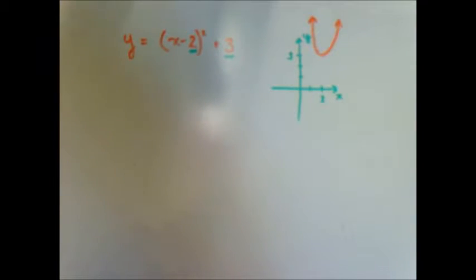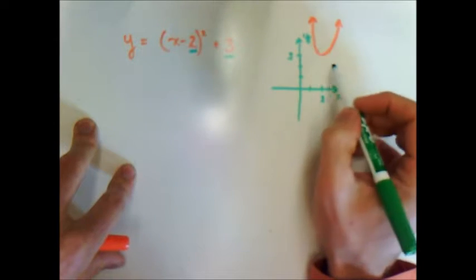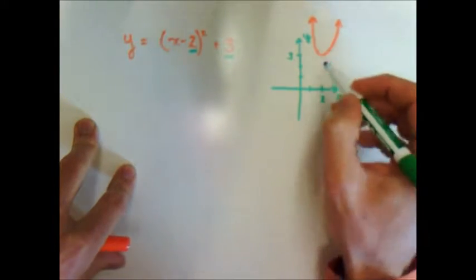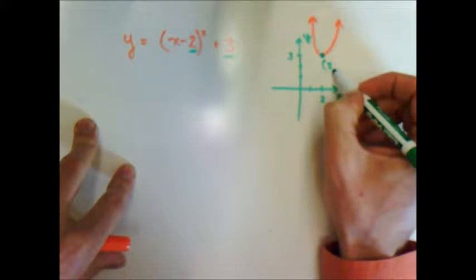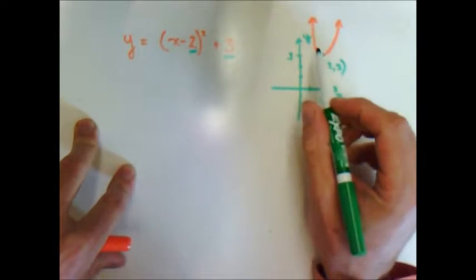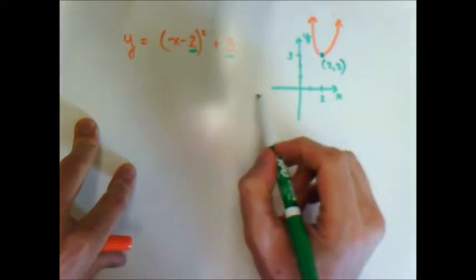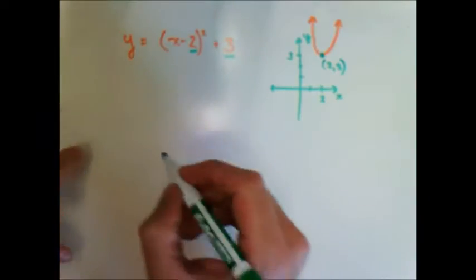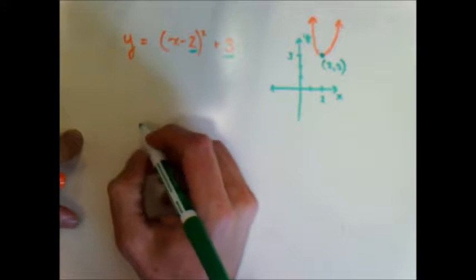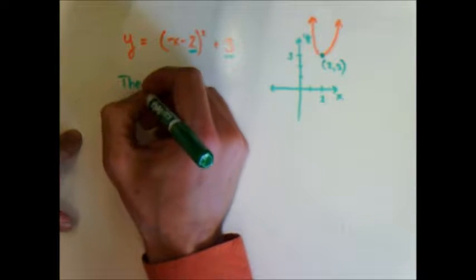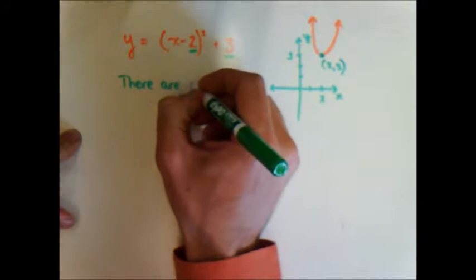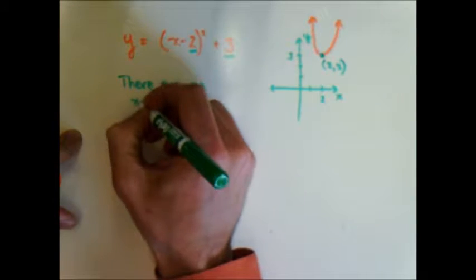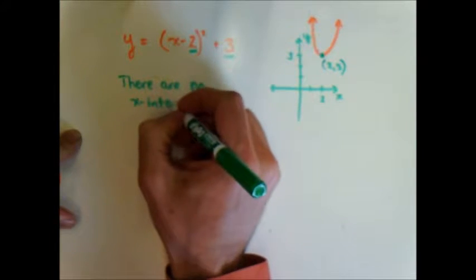B of example 3 asks us to determine the x-intercepts. Well, just a quick look at the sketch over here. This is the sketch of our parabola. If the vertex is at the point 2, 3, and the parabola opens up, does it ever cross the x-axis? The answer to that, of course, is no. There are no x-intercepts in this case.